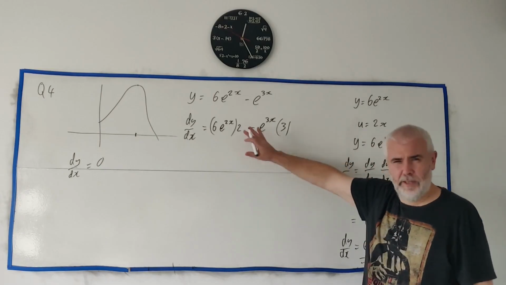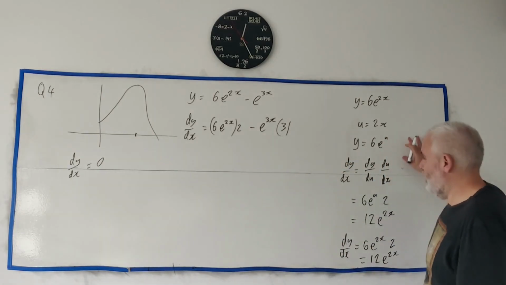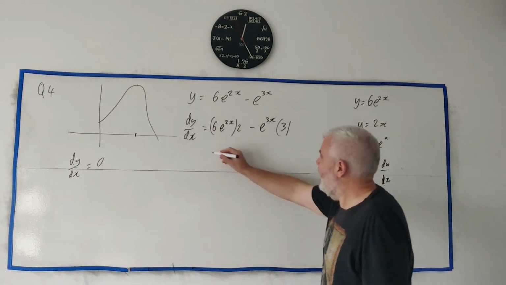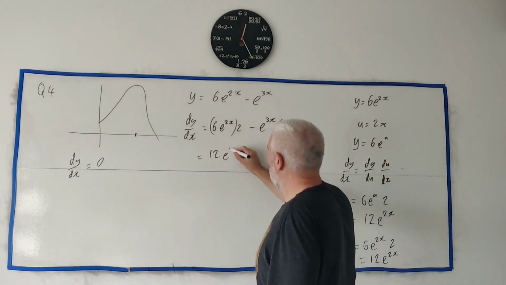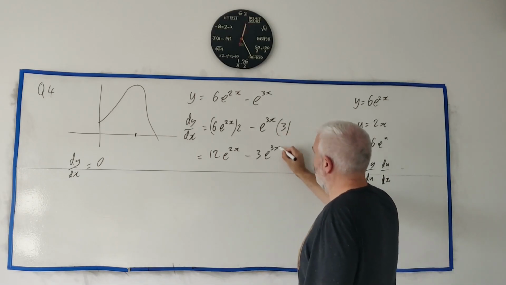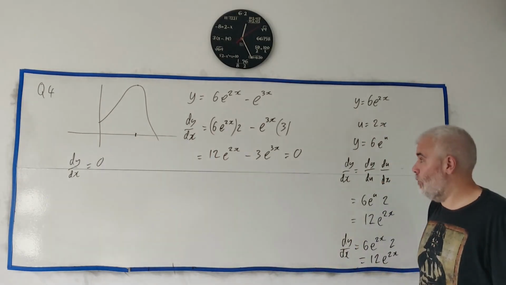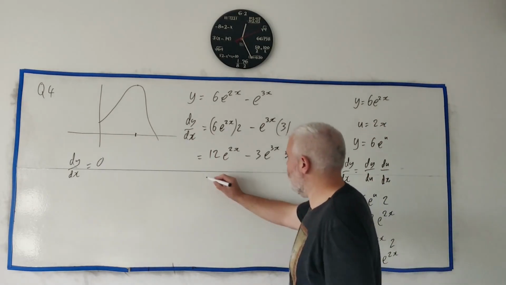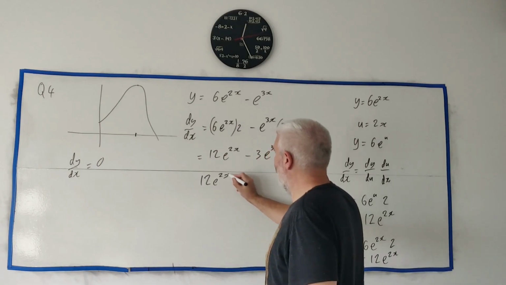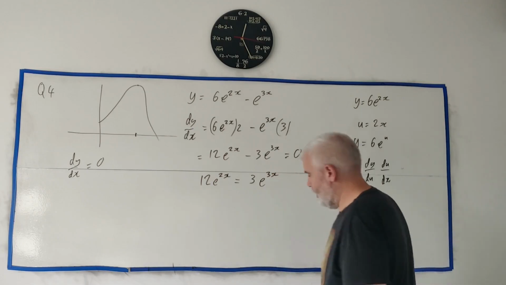And if you wrote this, it'd be fine. The examiner would know where you're getting this shortcut from, or that's the longer way to do it. Clean this up, we get 12e to the 2x minus 3e to the 3x, and all that's equal to 0 because we're looking for the maximum point. So let's rearrange this. 12e to the 2x is equal to 3e to the 3x.